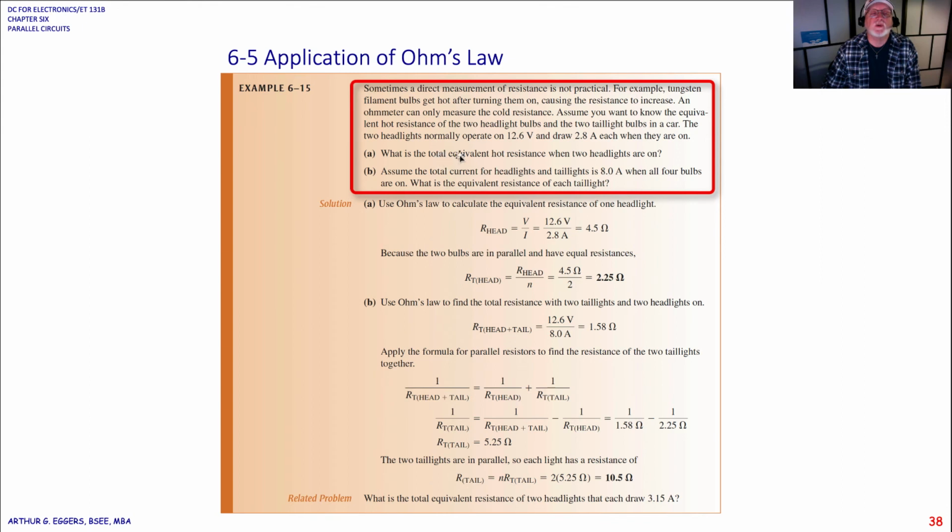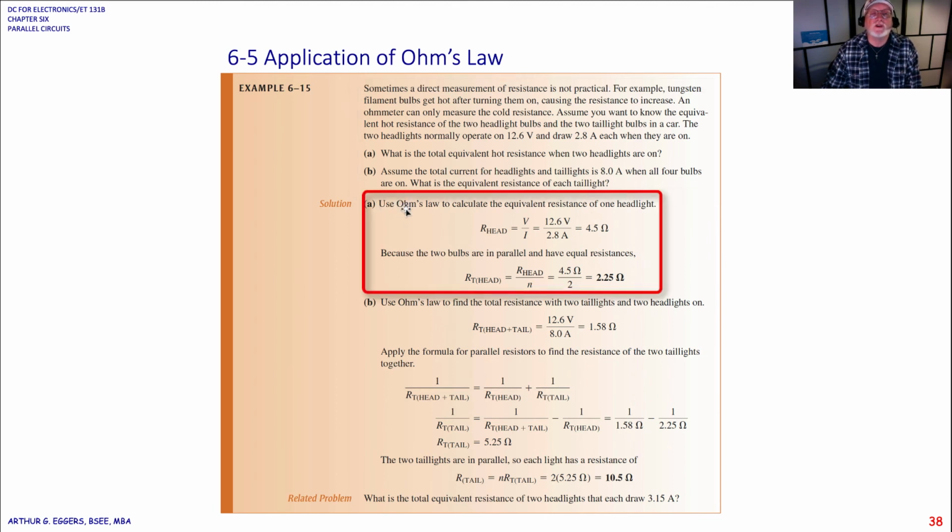So what's the total equivalent hot resistance when the two headlights are on? And assume the total current for the headlights and tail lights is 8 amps. That's a lot of current. If you're not becoming familiar with that, 8 amps is a lot of current. You figure most of your house circuits in your home are 15 amps. Well, that's a little more than half of that. When all four bulbs are on, what is the equivalent resistance of each tail light?